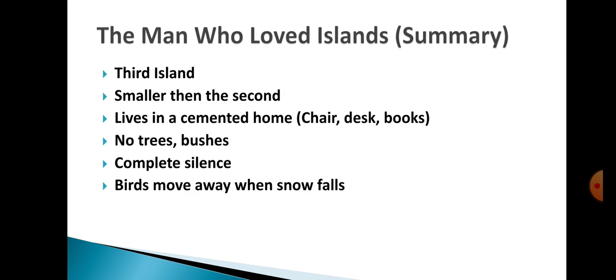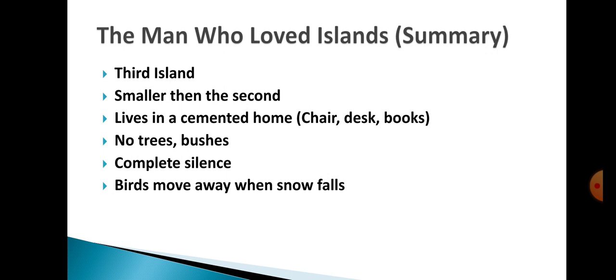Next slide. Then, because he was not even contented on the second island, he moves to the third island. The third island is even smaller than the second one. Actually, this man is not satisfied with being with the people. Rather, this time he doesn't bring many people with him. Actually, he brings some animals with him. And the condition of that third island is that it is smaller than the second one. No trees are there, no bushes are there. There is a complete silence over there, and he brings a chair, desk, and books.